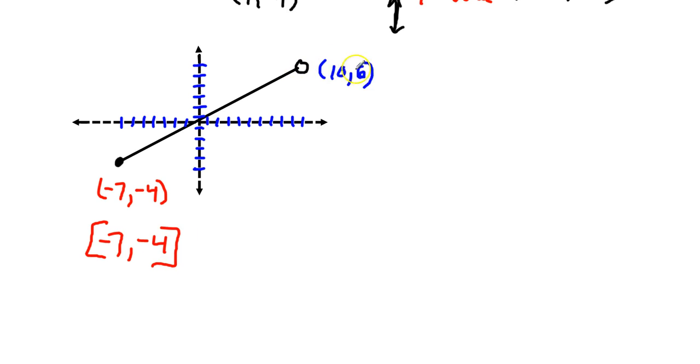So open circle means you're using parentheses. If it's a solid circle, you're using square brackets, actually. Oh, solid circle would be brackets. Open circle would be parentheses.